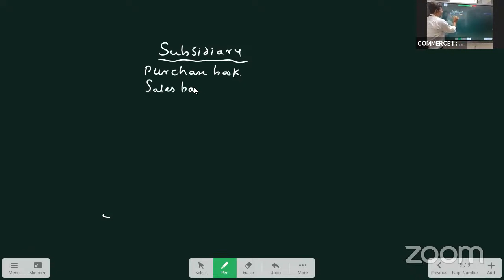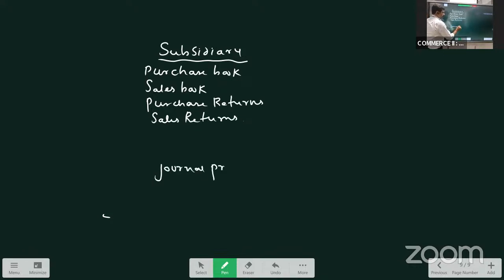Till now, in subsidiary books, we have covered purchase book, sales book, purchase returns book, and sales returns. And also, the last one, yesterday we did journal proper opening entry, isn't it?